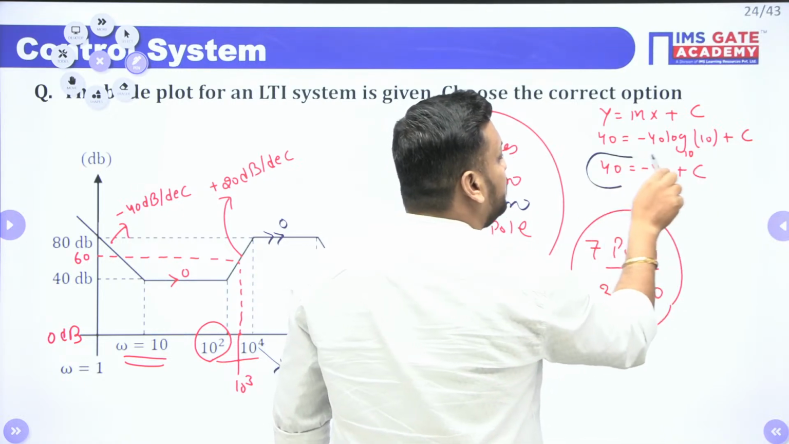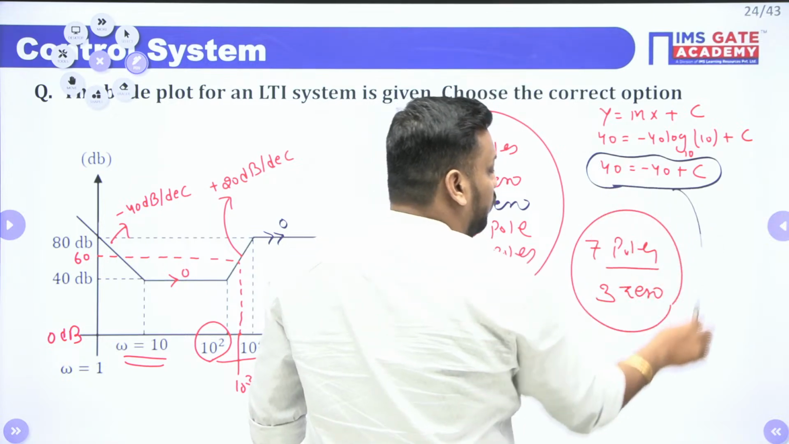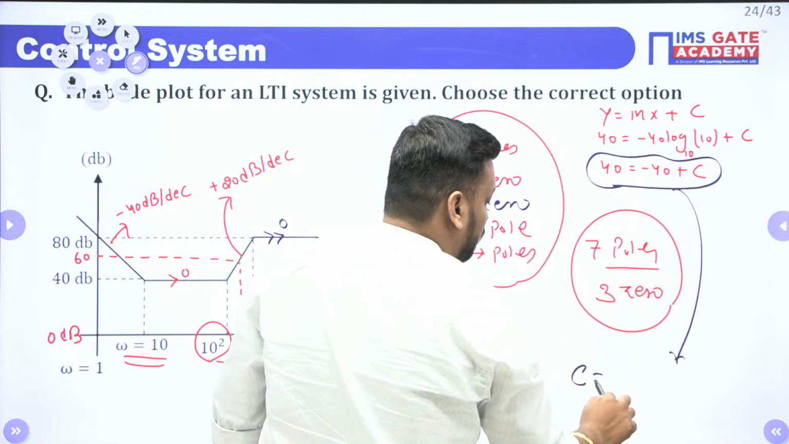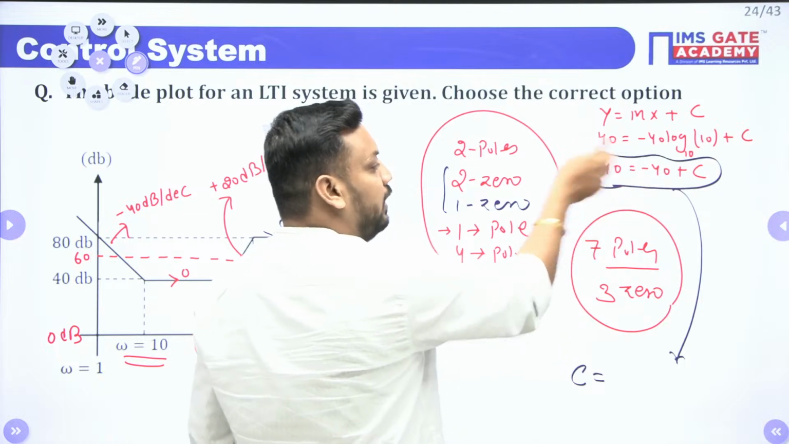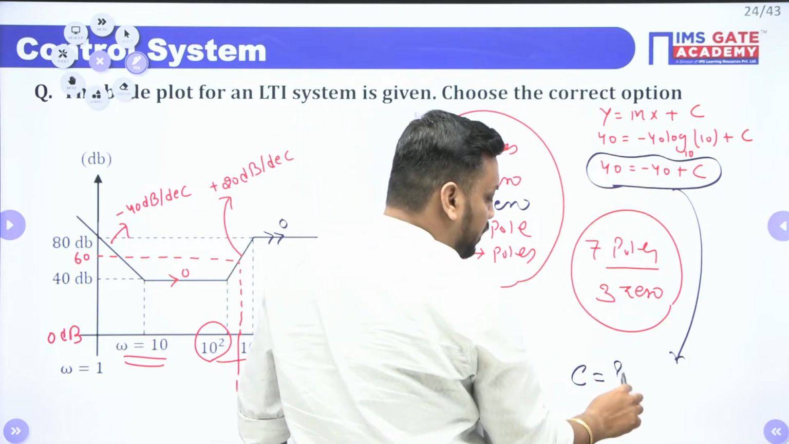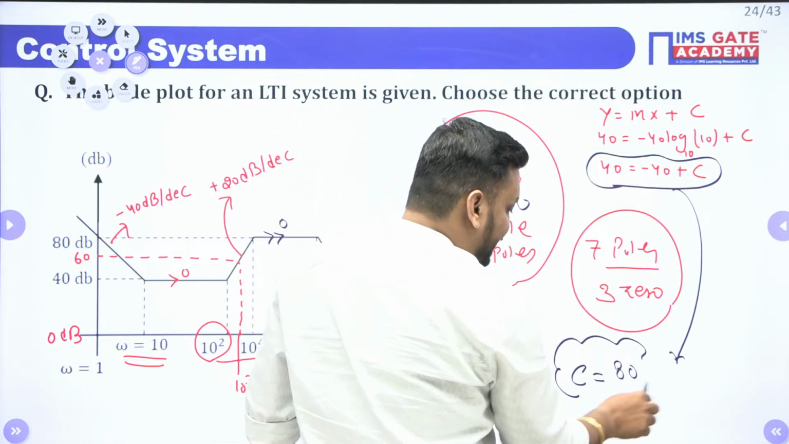Now from this equation, what is the value of c, guys? Your c value will be 40 and minus 40, when you move it to this side, 80. 40 plus 40, 80 only. So c value is nothing but 80. Is it clear to you?